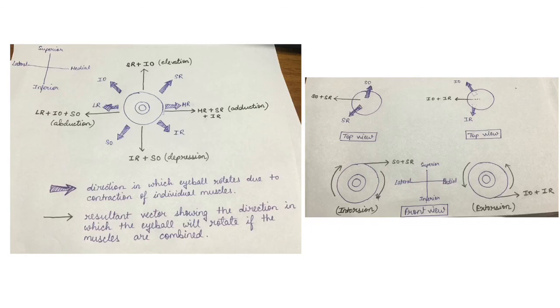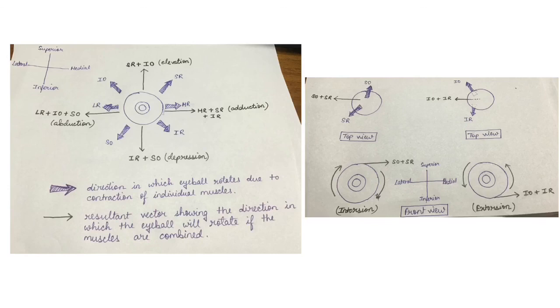For extorsion and intorsion, it should be remembered that here the direction is judged not by the movement of the pupil but by a point which is placed on the upper edge of the pupil, as the axis itself passes through the center. So if the point moves towards the inside, then it will be intorsion, and if it moves towards the exterior or outside, it is extorsion.